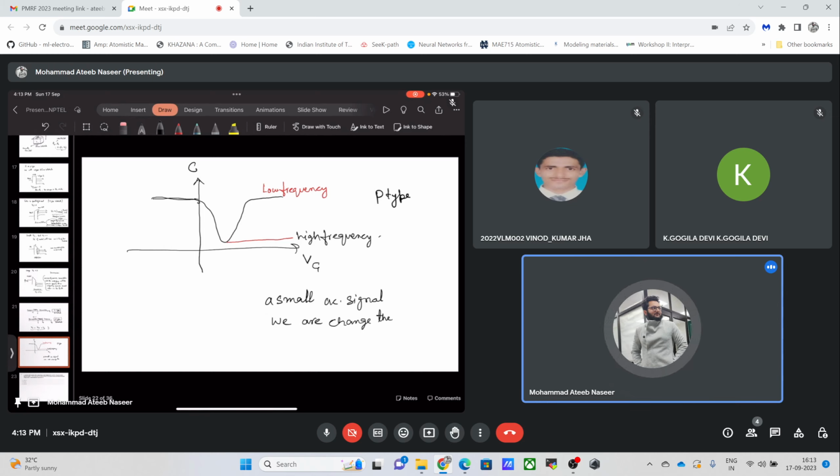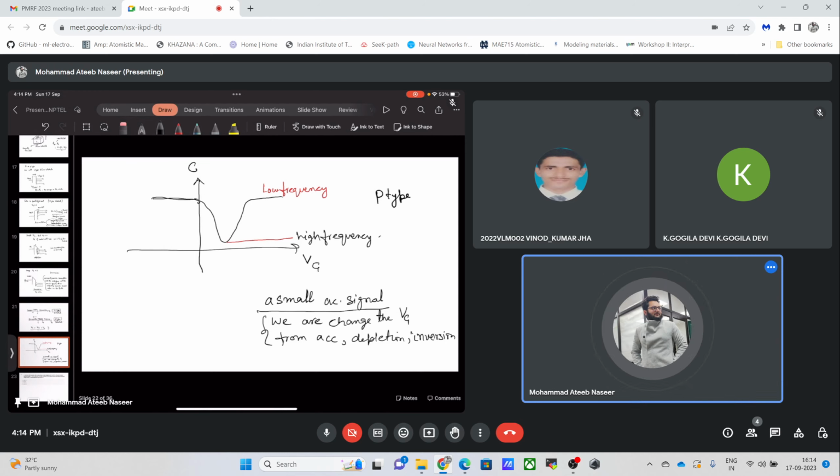This is VG. We change the VG from accumulation to depletion to inversion. Okay, this is what we do. First of all, we apply a small AC signal and we change the gate voltage, or the DC bias conditions, from the accumulation to the depletion, then move on to the inversion.